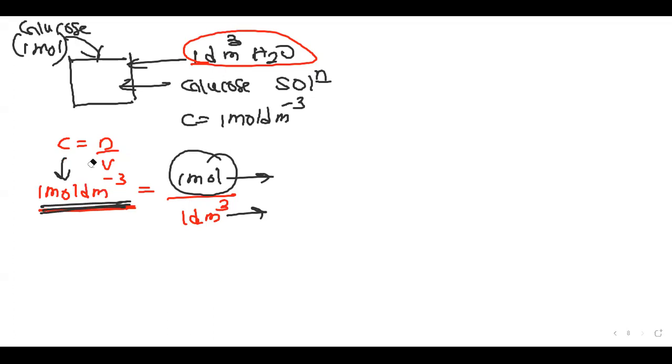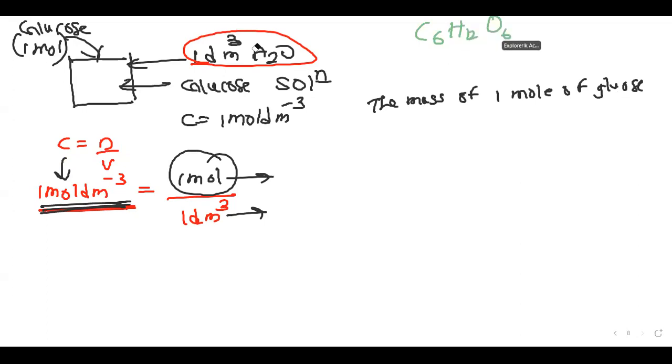So then you have to find out the mass of 1 mole of glucose. The molar mass of glucose: the relative atomic masses of glucose, C6H12O6, the molar mass is 180 g mol^-1.